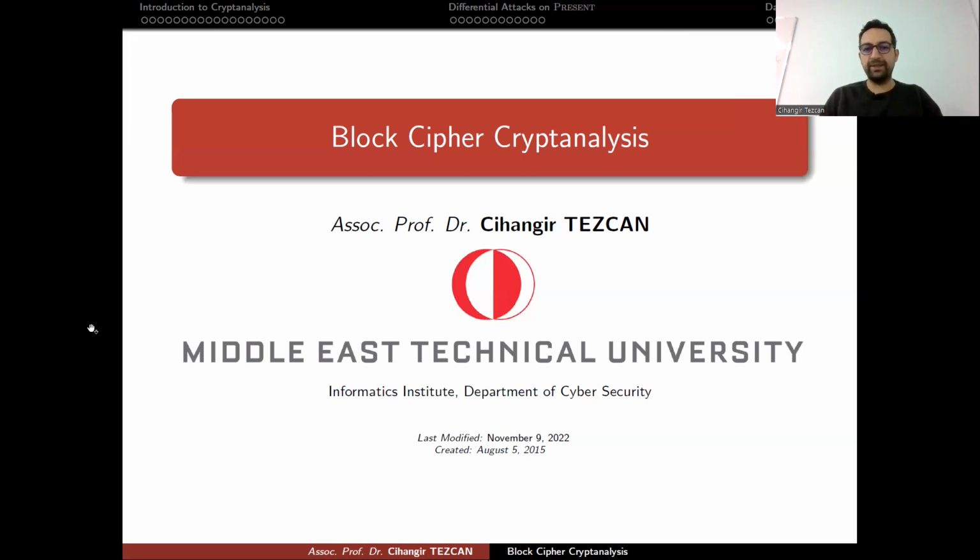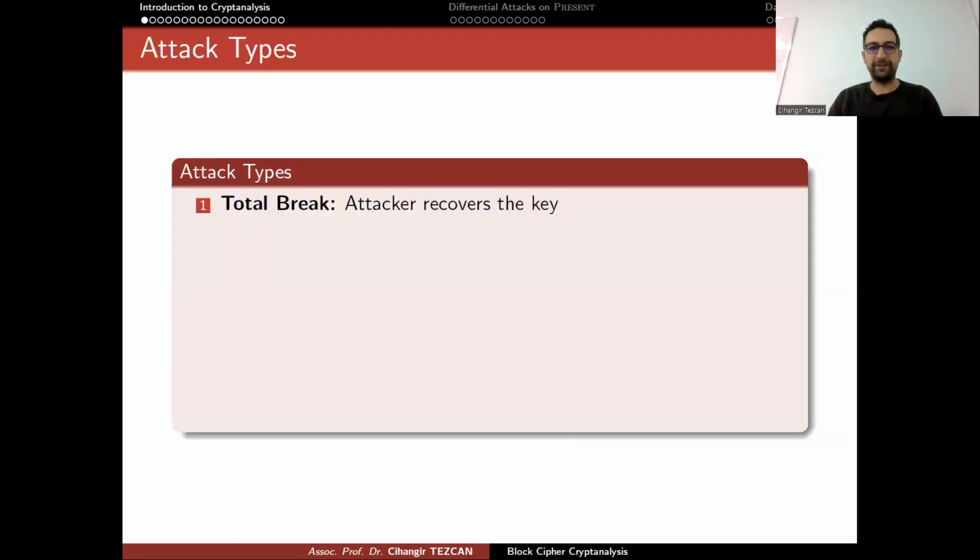I will give some basic definitions that we use in cryptanalysis. And then I will show an example of a differential cryptanalysis attack on a cipher which you already know, PRESENT. Then I will talk about complexities: what will be the data complexity, time, and memory complexity of an attack, and then discuss the success probability of a cryptanalysis scenario. Okay. So let's start with some basic definitions.